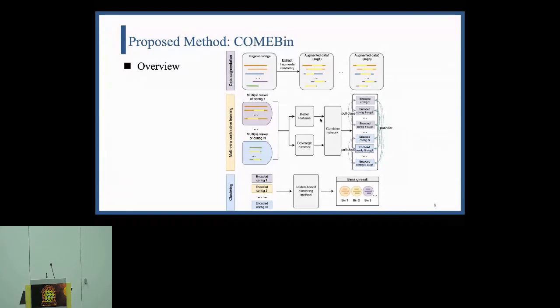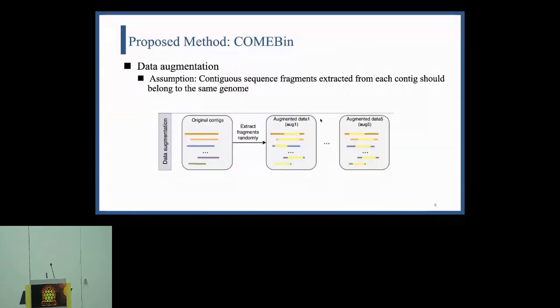First, we introduced a data augmentation approach that generates multiple views for each contig, enabling contrastive learning and generating high-quality representations of the heterogeneous features. Contiguous sequence fragments extracted from the same contig should belong to the same genome. So we randomly select 5 continuous segments of no less than 1,000 base pairs for each contig to obtain 5 sets of augmented data. In this way, we obtain 6 views for each contig, including 1 original view and 5 views corresponding to the augmented data.